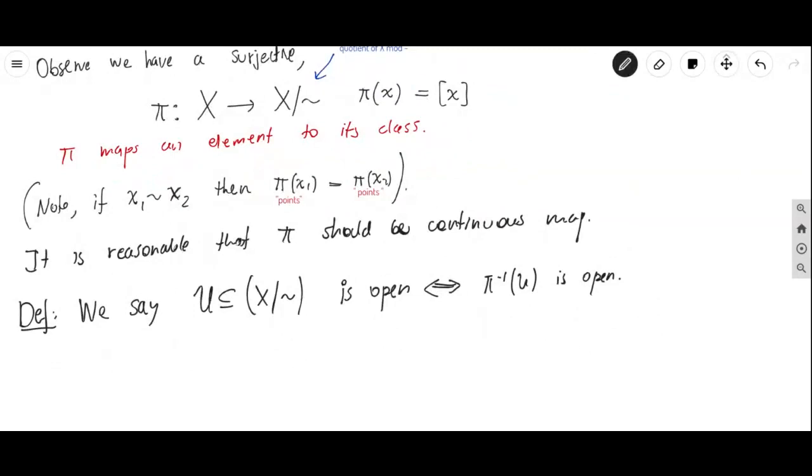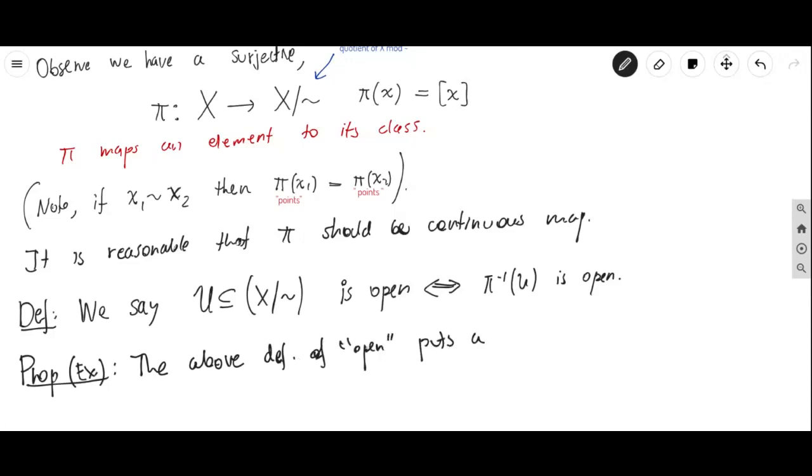And you can check that this puts a topology on X tilde. That's not difficult to check. So the requirements for a topology will now be satisfied. So maybe make this a proposition. Maybe this can be an exercise, perhaps. So the above definition of open puts a topology on X tilde.